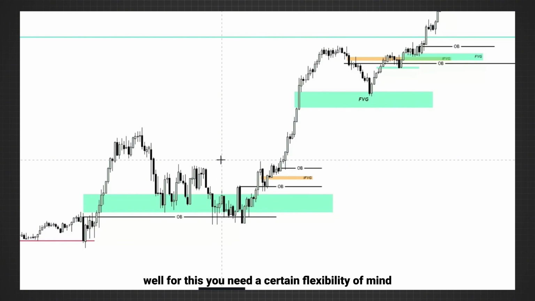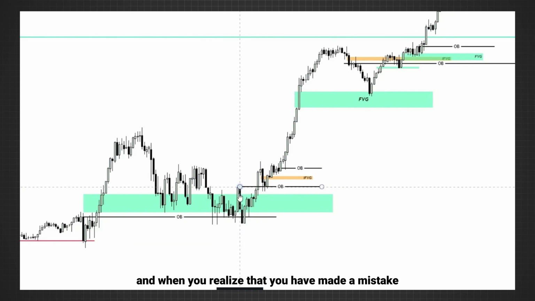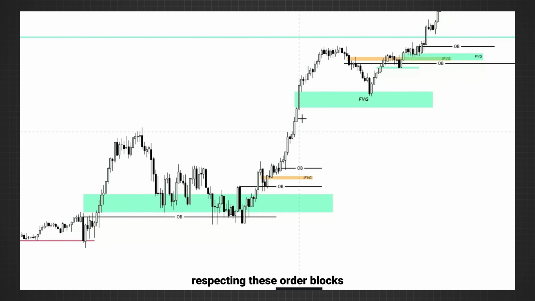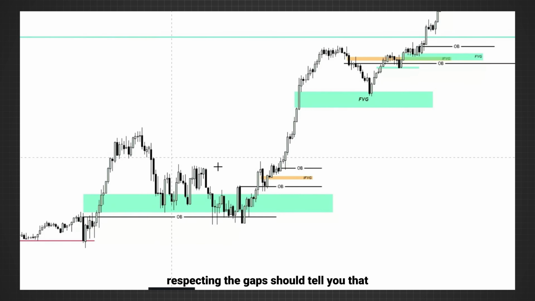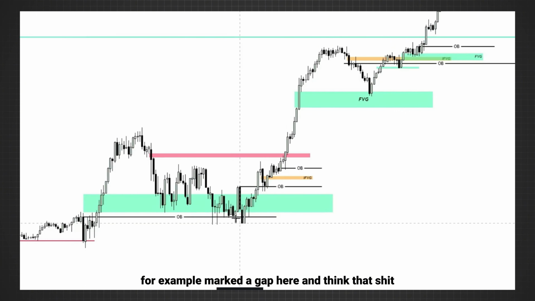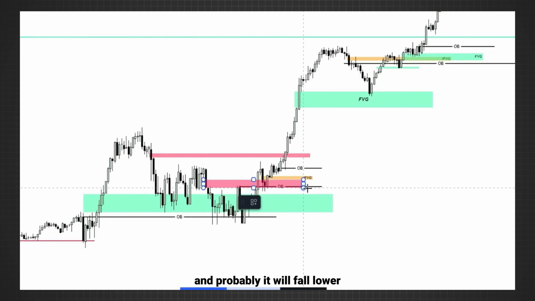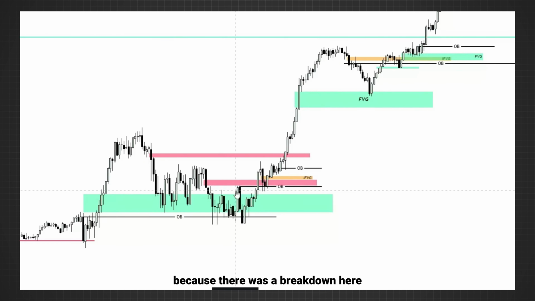Well, for this you need a certain flexibility of mind. Not always will you determine everything correctly. And when you realize that you have made a mistake, these are the breakdowns of the structure, respecting these order blocks. Respecting the gaps should tell you that you should discard the idea that you have, for example, marked a gap here, and think that, now the price will come into it, and probably it will fall lower, because there was a breakdown here.